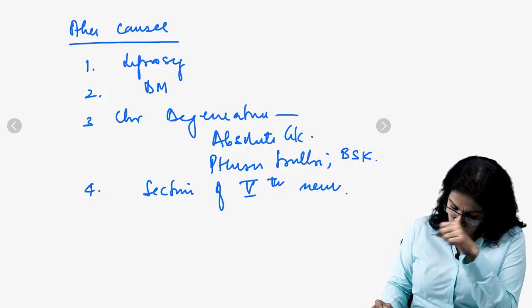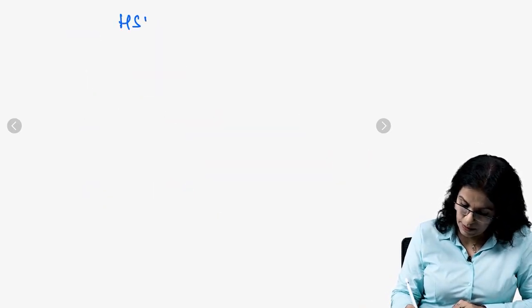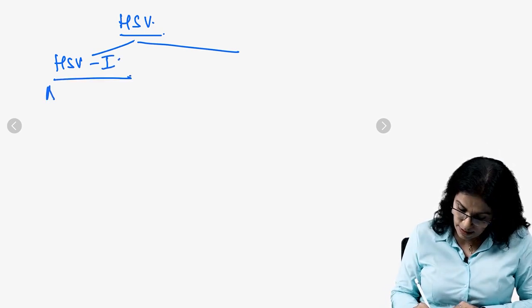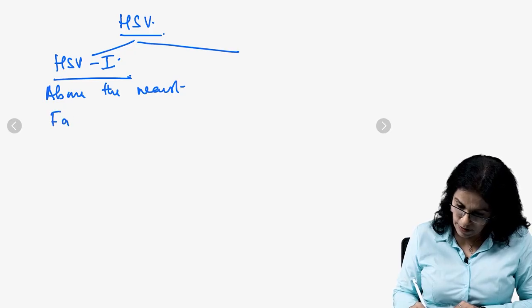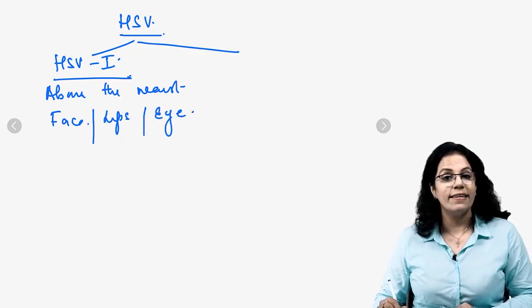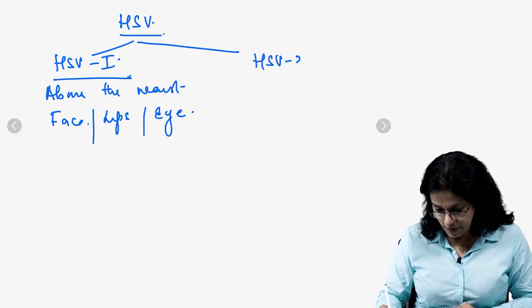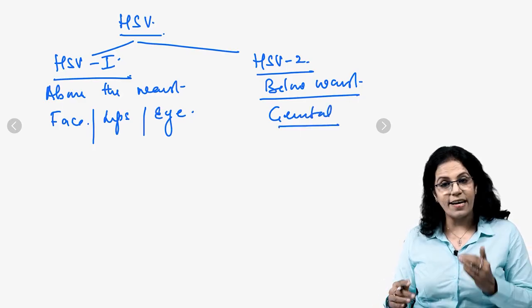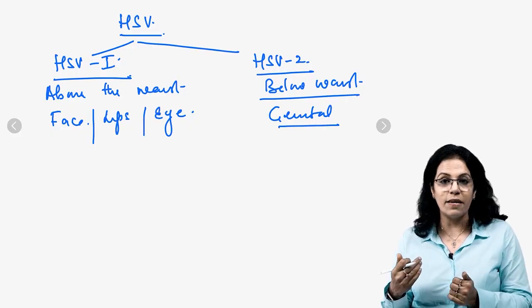Once we know this, we next talk about herpes simplex. Let's revise it first: herpes simplex is HSV1 and 2. HSV1 causes infection above the waist, meaning the face, eye involvement and lips involvement. HSV2 is below the waist, mainly genital infections. That means when we are learning herpetic keratitis, we are talking about HSV1.